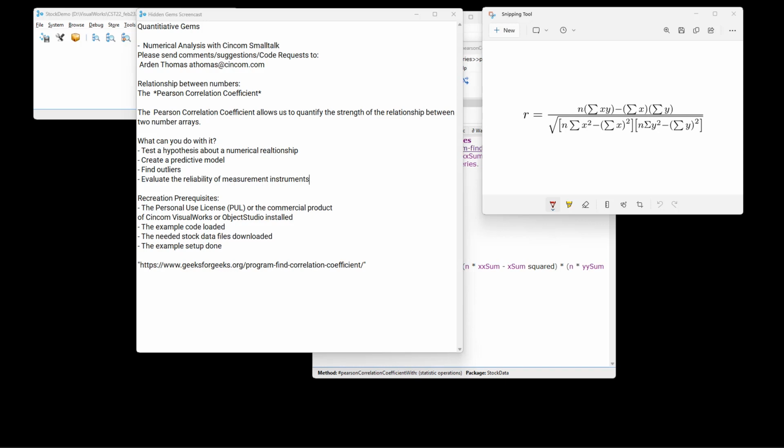So what we're going to do, since we have data from some of our past Quantitative Gems of stocks, is look at how a couple pairs of stocks are correlated. Are they positively correlated? Are they negatively correlated? And how strong?